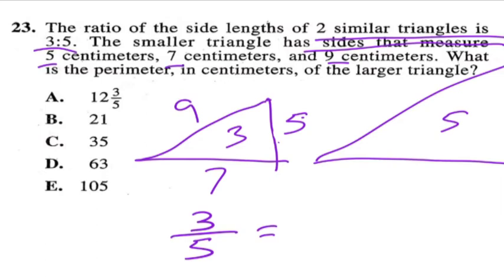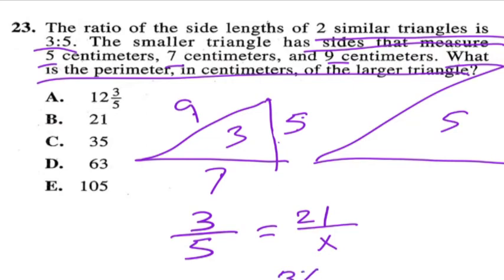As. Now it asks me, what is the perimeter of the larger one? Well, I'm going to use the smaller one to help me out. 9 plus 7 is 16, and 5 is 21. So the perimeter of the smaller triangle is 21. So I'm saying 3 is to 5, my little is to my big, as my perimeter 21 is to x. So I get 3x equals 105. x is equal to 35, making C the answer to 23.